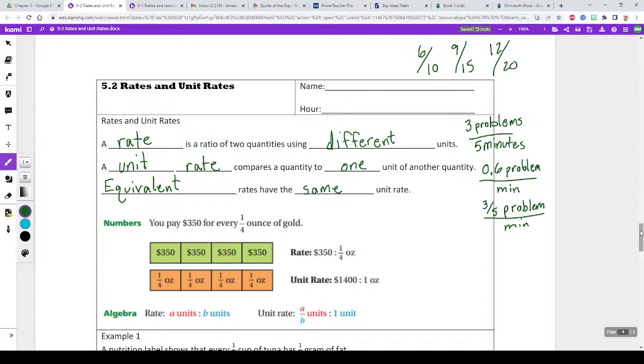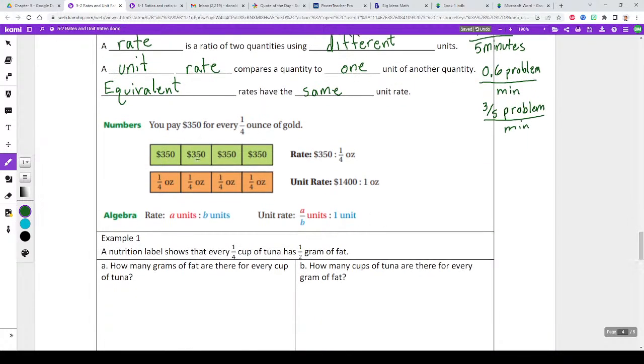So they give us an example down here. They say you pay $350 for every quarter ounce of gold. And so they give us the rate, and then they give us the unit rate of $1,400 per ounce. Now, the way that they did that is to take 350 and divide it by 1/4. That's the same as multiplying by the reciprocal because we're doing keep, change, and flip. So keep the 350, change to multiplication, and the reciprocal of 1/4 is 4. So 350 times 4 is 1,400.